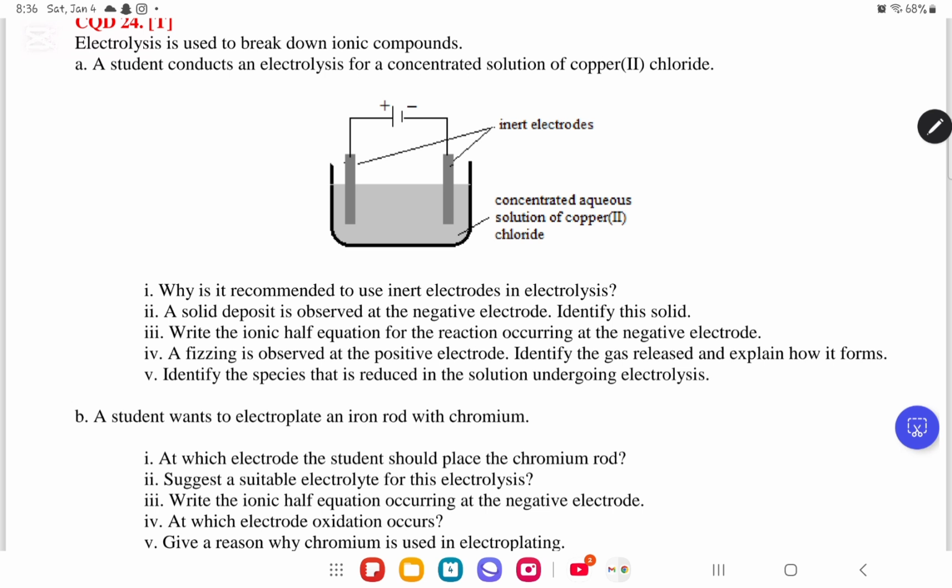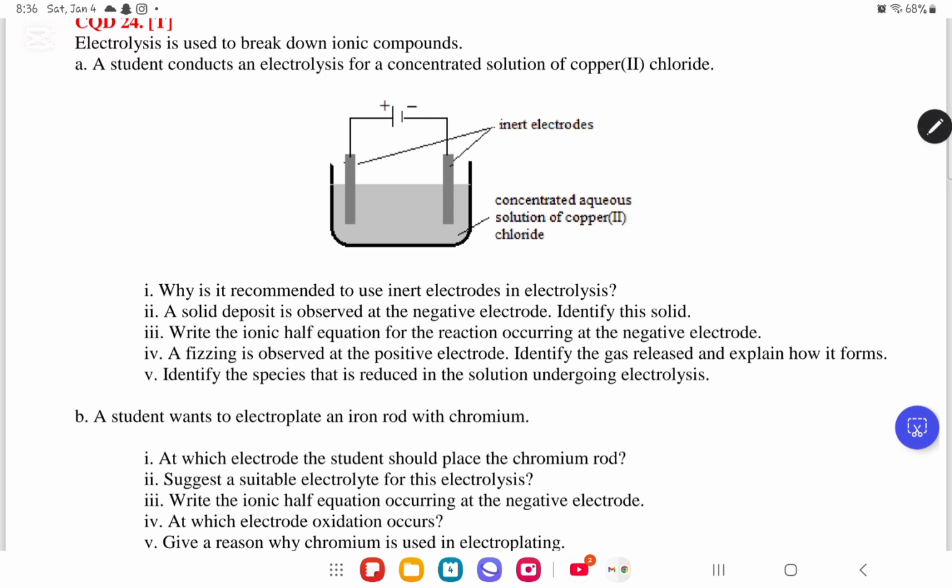Electrolysis is used to break down ionic compounds. A student conducts an electrolysis for a concentrated solution of copper chloride. Why is it recommended to use inert electrodes in electrolysis? To prevent any unwanted side reaction with the solution. So we don't want any extra reaction with the solution. That's why we use inert electrodes. They do not react with anything. They do not have a charge.